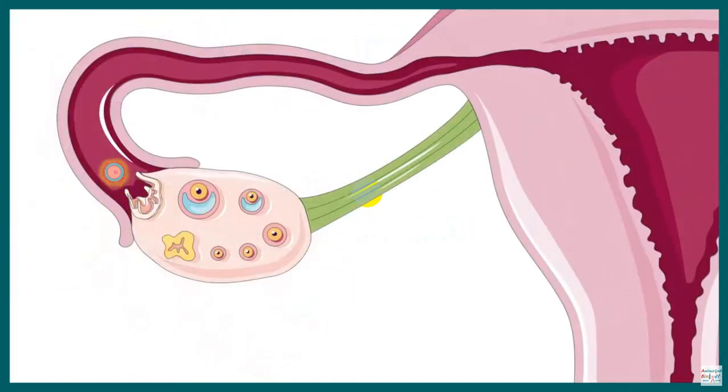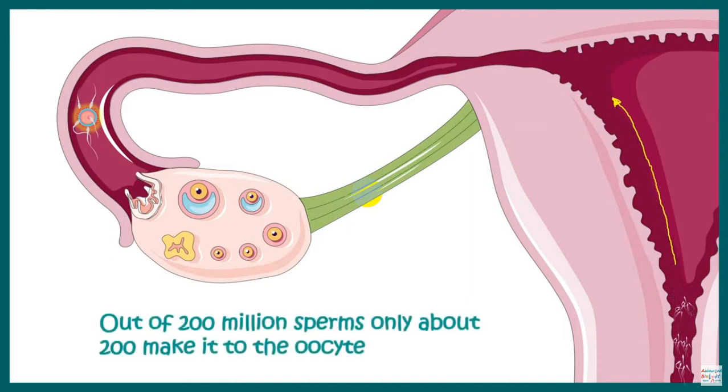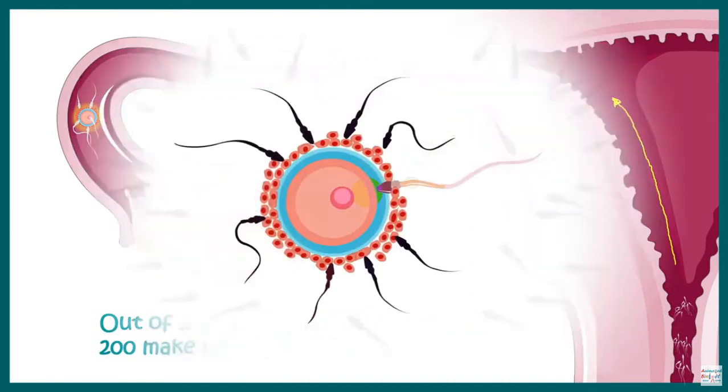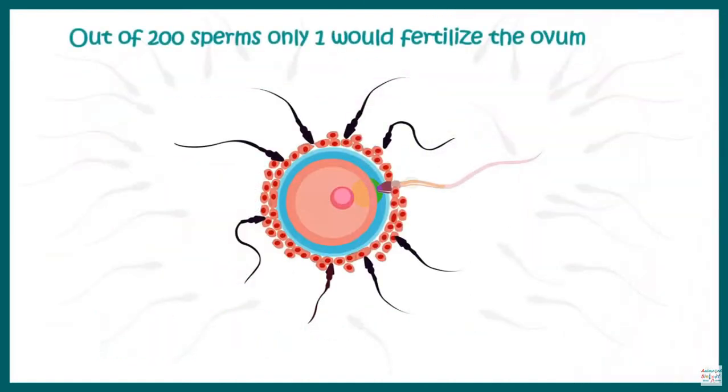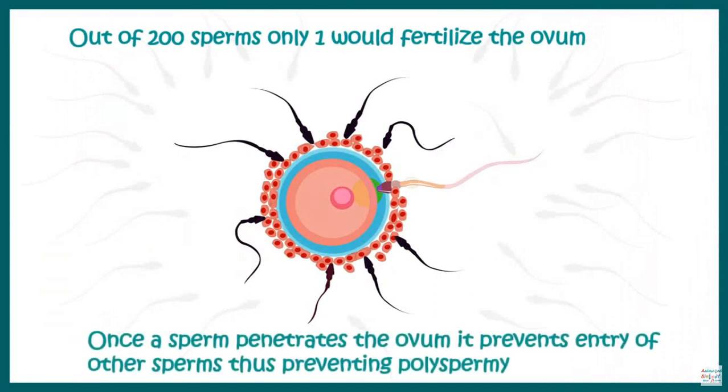Now imagine at the same time there was sperm present in the female reproductive tract. So it would try to fertilize this ovum. It turns out that there are 200 million sperms ejaculated in one round of ejaculation, but only 200 of them survive and make it to the oocyte. Out of these 200, only 1 would fertilize the ovum, and after the successful penetration, it would ensure other sperms cannot penetrate the ovum, and thus it prevents polyspermy.